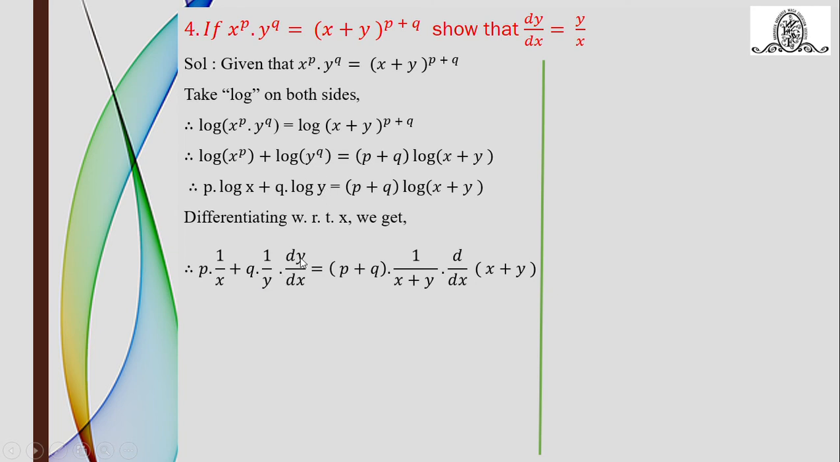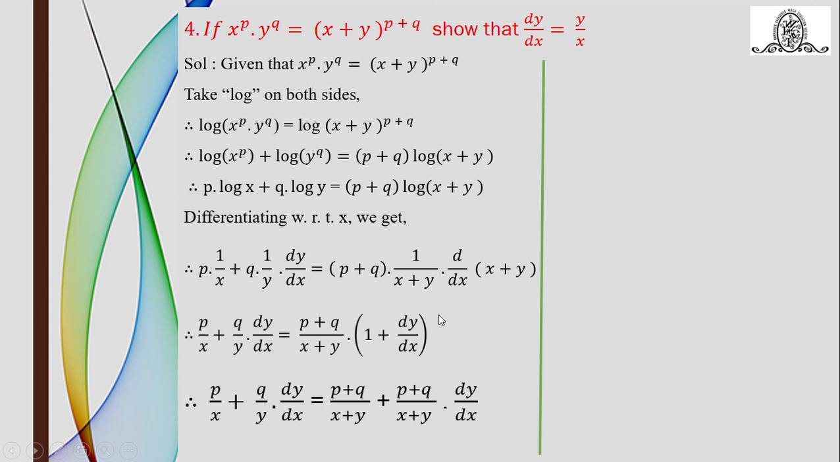So dy by dx is equal to, once again here p plus q is a constant, as it is. This is again an implicit function, with x and y expressed together. So write first the derivative of log, which is 1 upon x plus y, and the derivative of that bracket we will write separately. I hope the derivative step is clear to everybody.